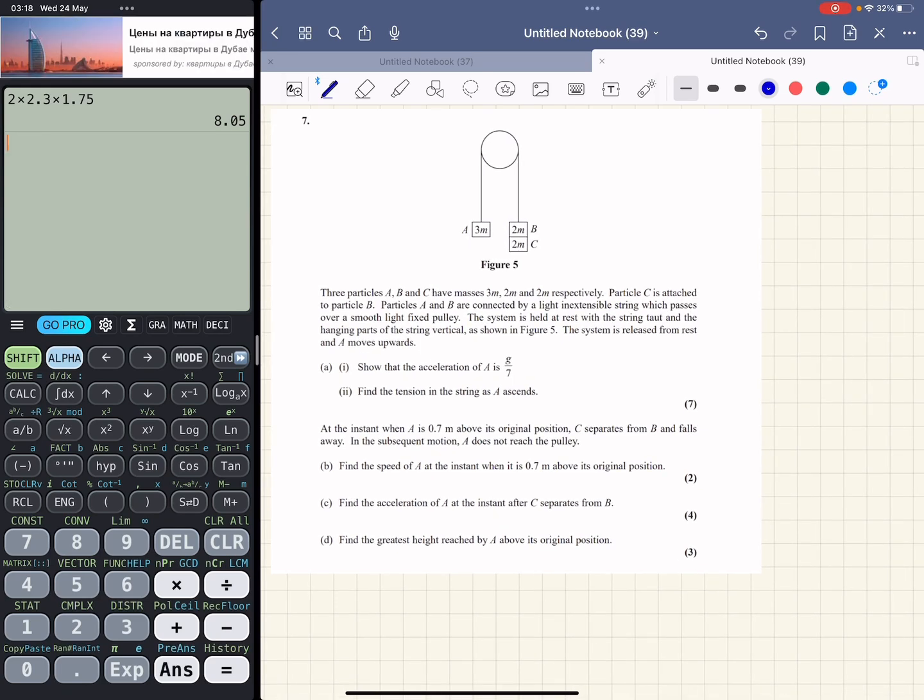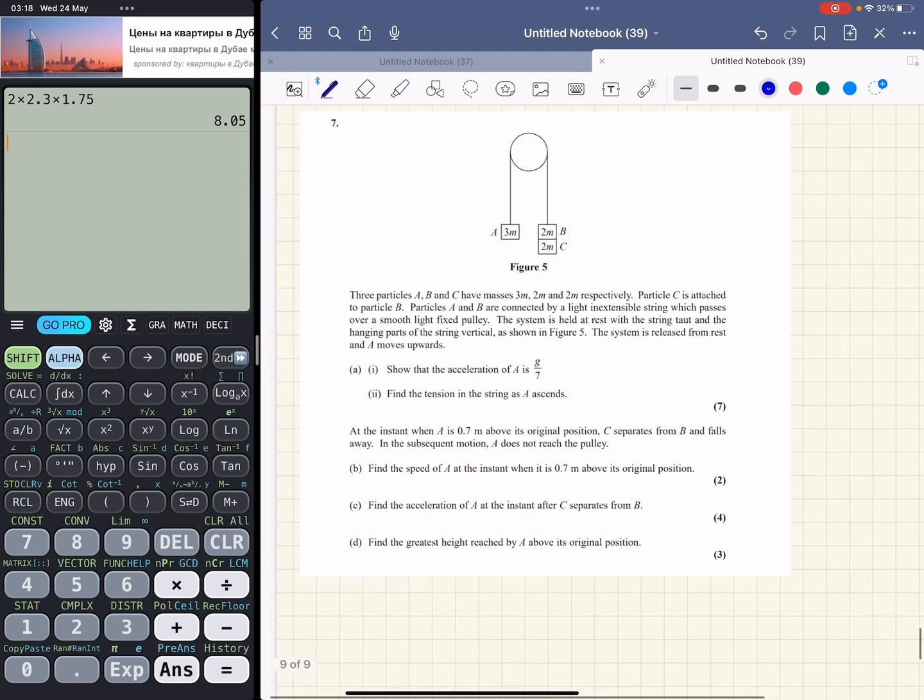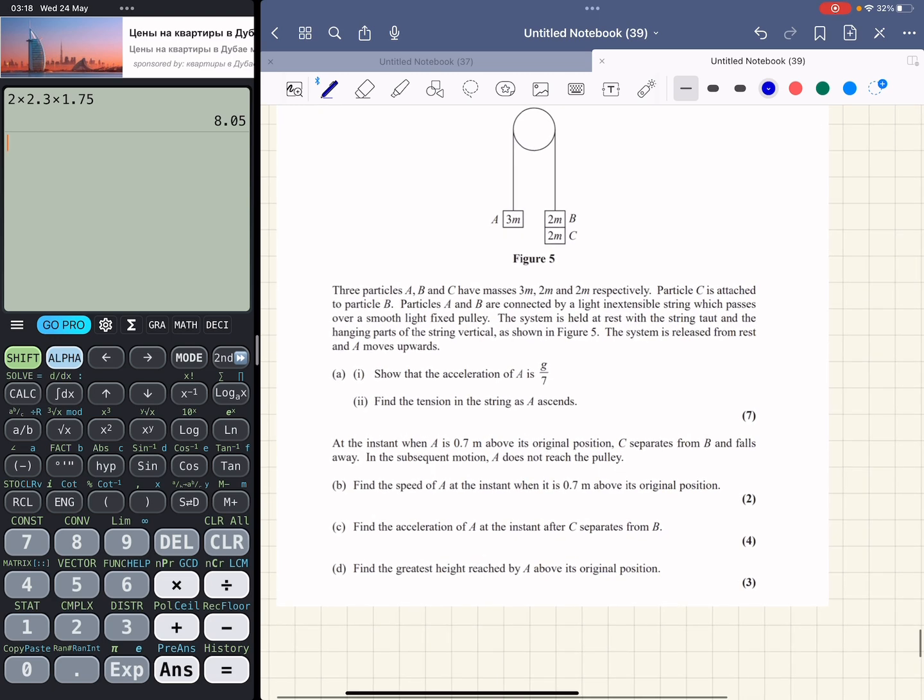Hi guys, I've got another pulley question here, slightly challenging. Three particles A, B, C have masses 3m, 2m, 2m respectively. Particle C is attached to particle B. Particle A and B are connected by a light inextensible string which passes over a smooth, light, fixed pulley.